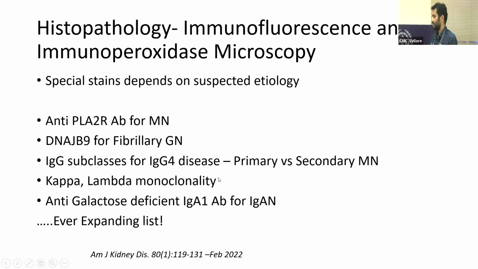And if you are suspecting primary or secondary membranous nephropathy, we can see the subclassification of IgG, whether it's IgG 1, 2, 3 or 4, which is deposited. And if you are suspecting monoclonal deposits, kappa and lambda stains are used.